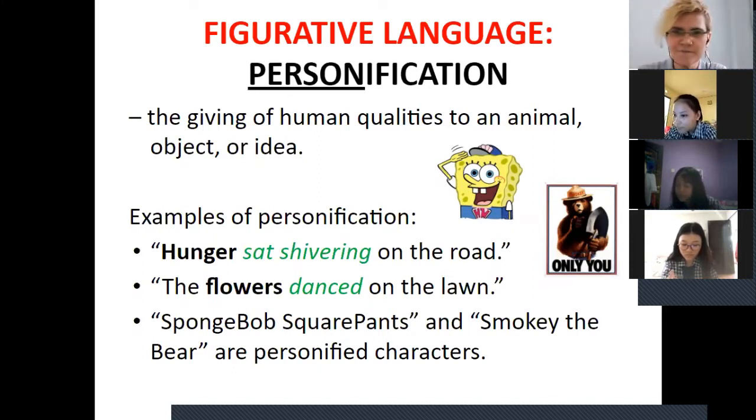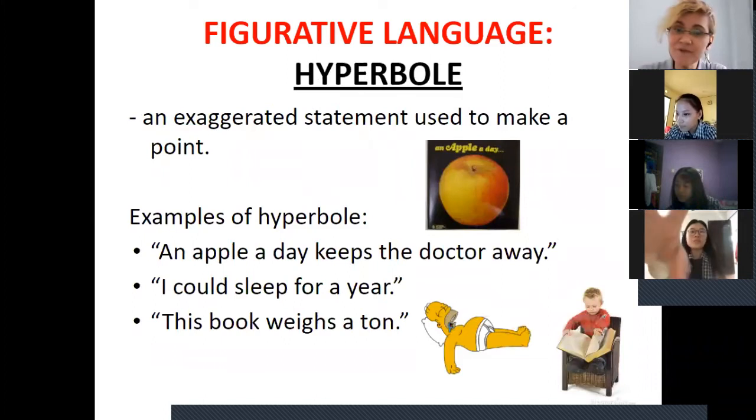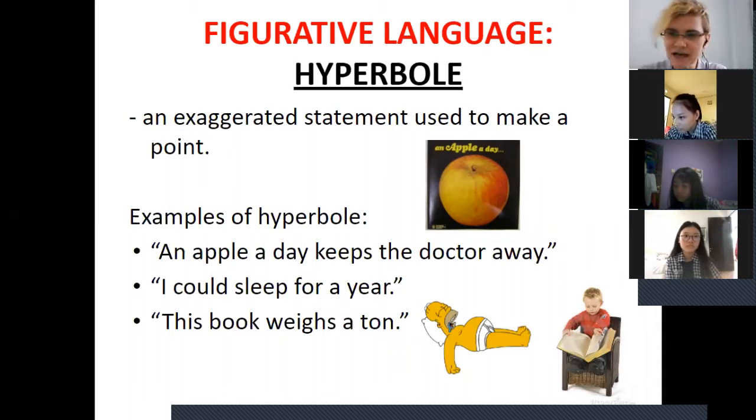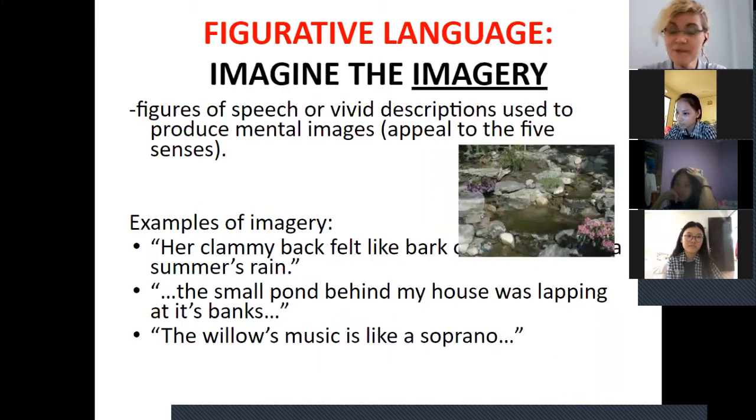So that is personification, which is used a lot in cartoons. Hyperbole, you know that already, is when we exaggerate something. An apple a day keeps the doctor away. That's a huge exaggeration. I could sleep for a year, dude. I'm so tired. I could eat a cow. When I'm very hungry, I say to my kids, I could eat a cow. That's also a huge exaggeration. You know what? This book weighs a ton. This is what you guys said about Keystone. So heavy. Hyperbole, yeah? But it gets the point across, you know?